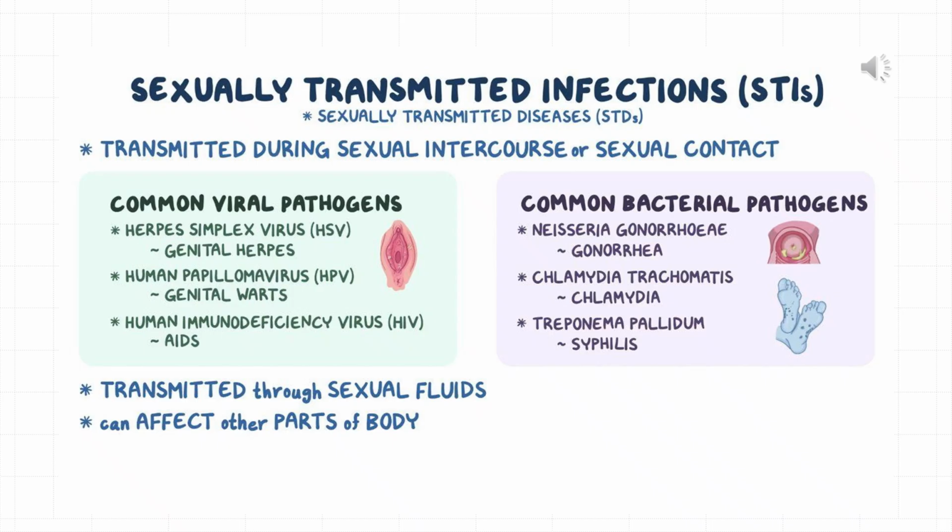For those bacterial pathogens, obviously antibacterial medications, antibiotics, would be the method of treatment for that. So these would be things like penicillin, which would be given via IM injection. For our STIs, most common complications lead to infertility, pelvic inflammatory disease, and can also lead to neonatal infection during childbirth.